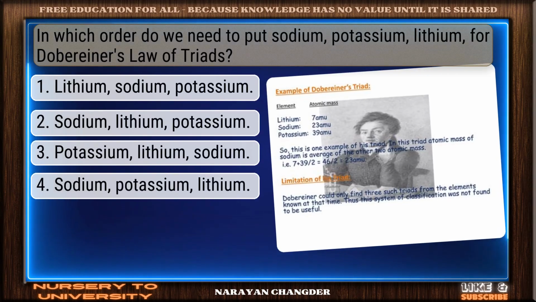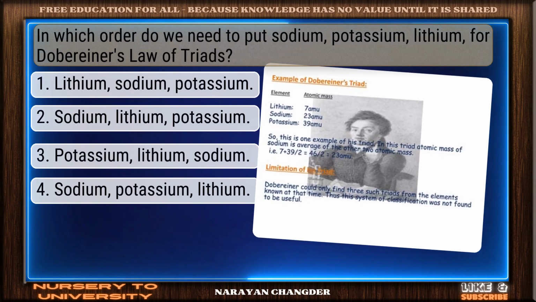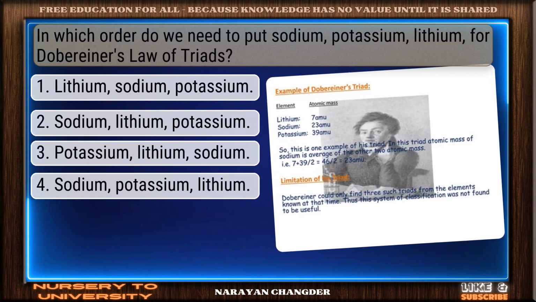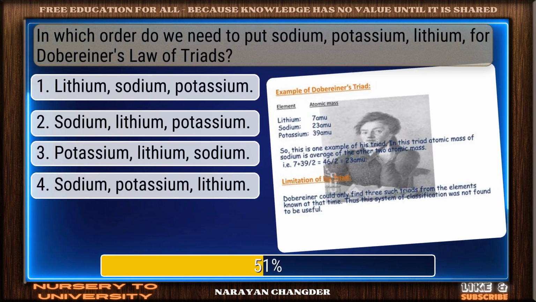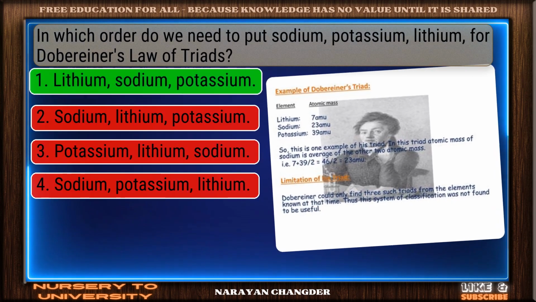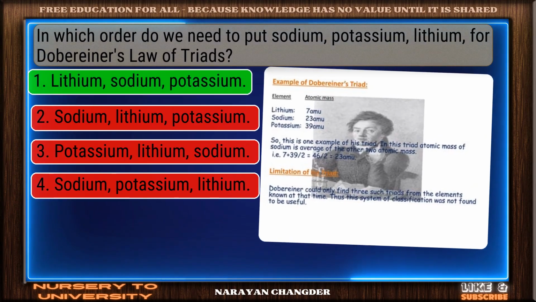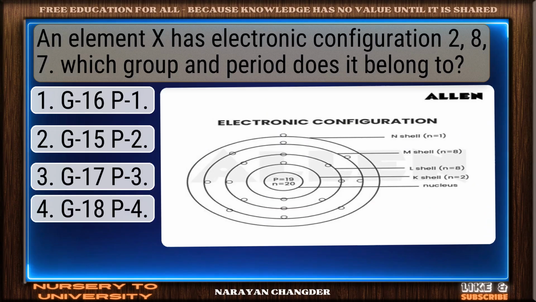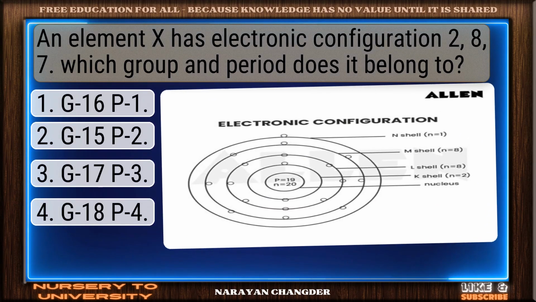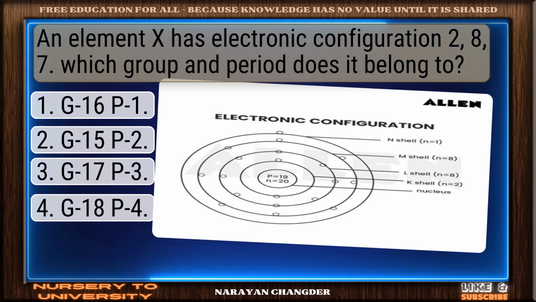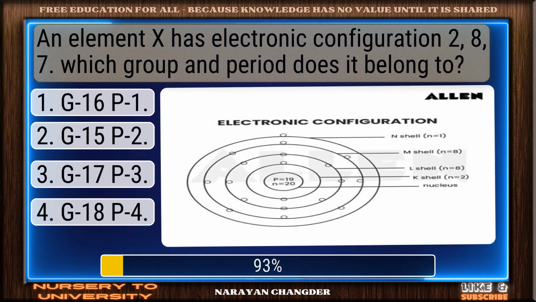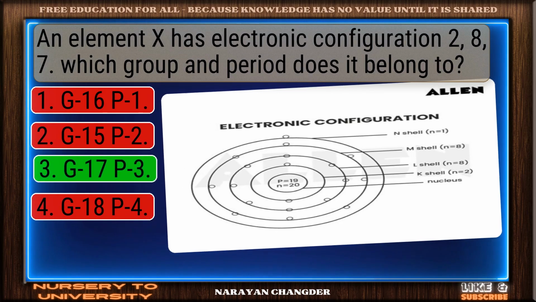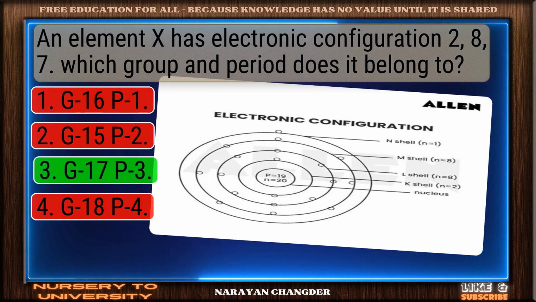In which order do we need to put sodium, potassium, lithium for Dobereiner's law of triads? Strong choice. Lithium, sodium, potassium is right. An element X has electronic configuration 2, 8, 7. Which group and period does it belong to? Excellent. Group 17, period 3 is well reasoned.